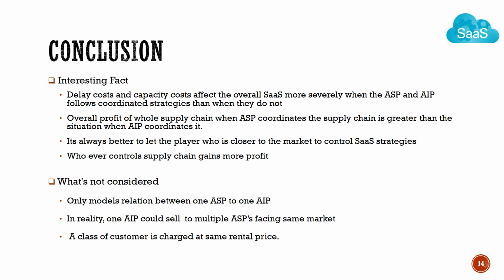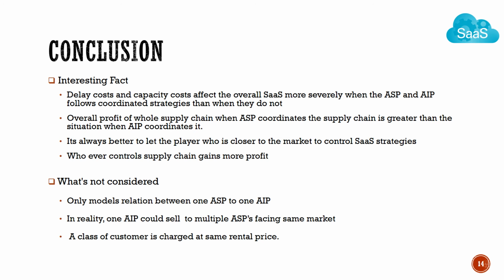To conclude, we have come up with some interesting facts we have learned while reviewing this literature. The delay cost and capacity cost affect the overall SaaS more severely when ASP and AAP follow a coordinated strategy than when they are not at all coordinated. The overall profit of the whole supply chain is more when the ASP coordinates the supply chain than when AAP coordinates it. Also, it's always better to let the player who is close to the market control the SaaS strategy.